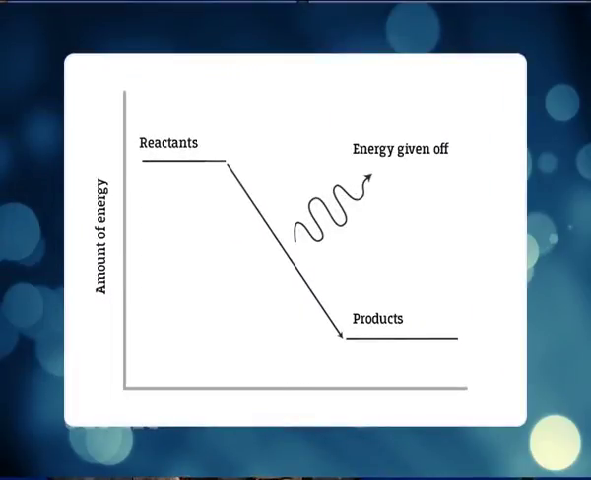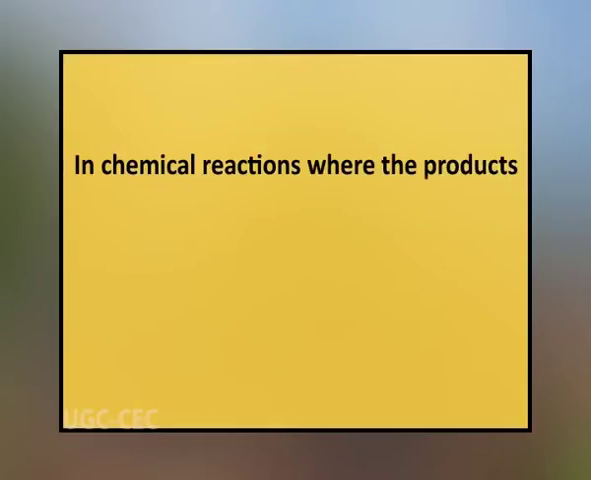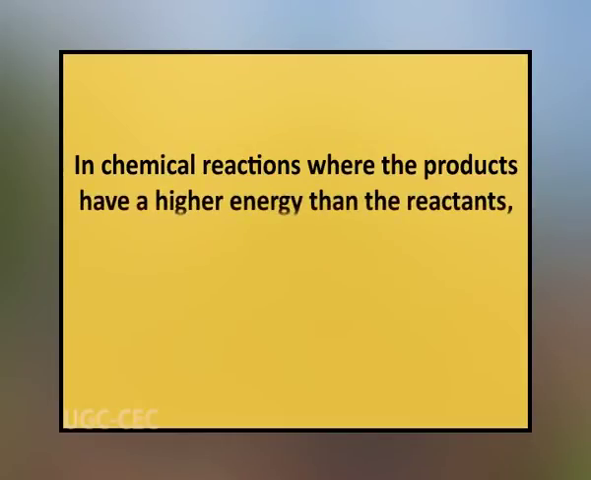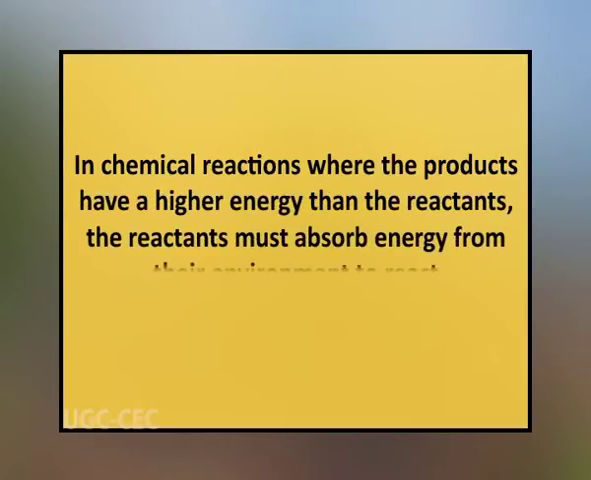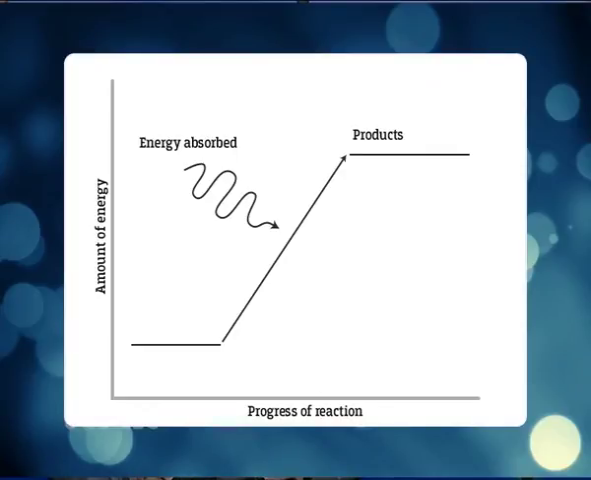Such reactions are exothermic and can be represented by an energy level diagram like the one shown here. In most cases, the energy is given off as heat, although a few reactions give off energy as light. In chemical reactions where the products have a higher energy than the reactants, the reactants must absorb energy from their environment to react. These reactions are endothermic and can be represented by an energy level diagram like the one shown here.